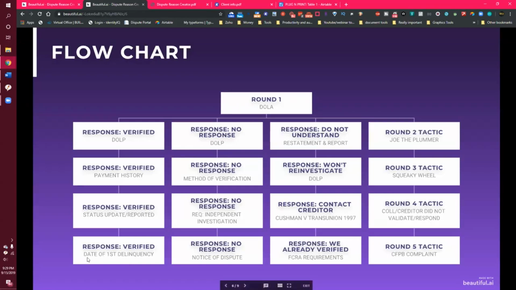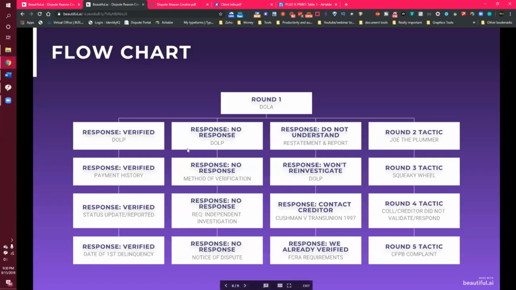Okay, so date of first delinquency means the date that you had that very first 30-day late payment. Okay, go all the way back and find that date. Use it and say, I paid on time on this date, delete this account.